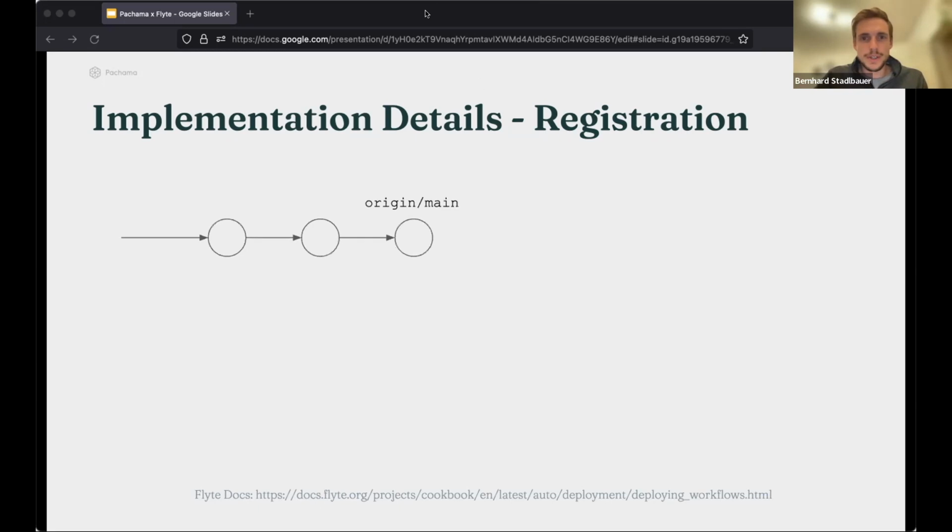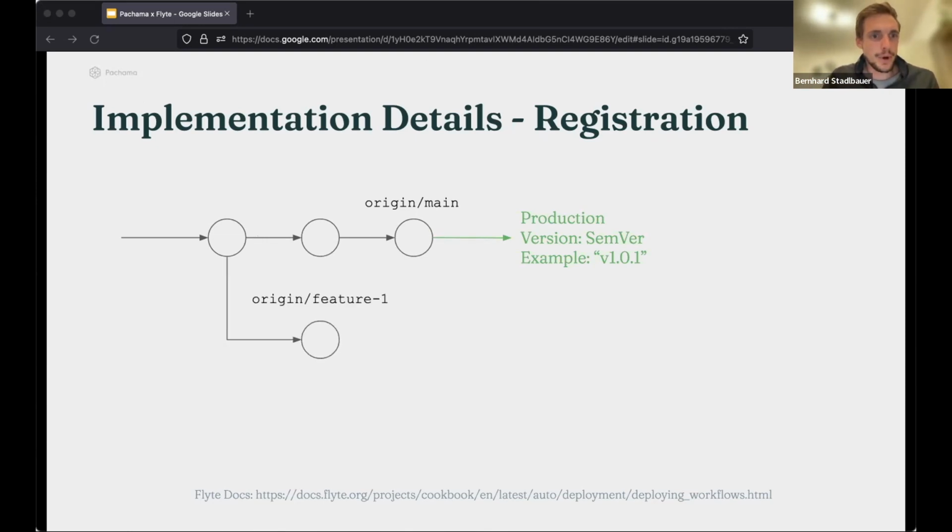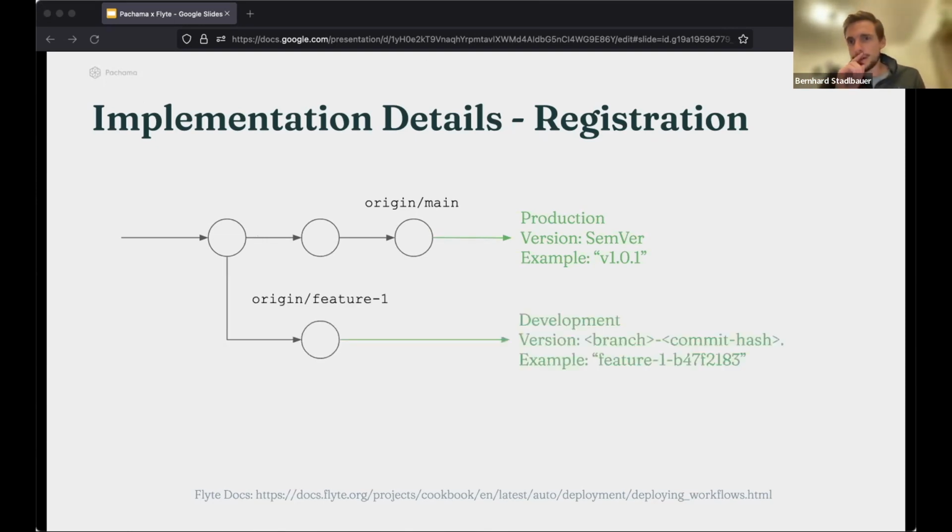So what we do is, this is a git graph, on each commit to main, we automatically register to production on CI. We use some semantic versioning for this because that's how most of our projects work. I think that's quite standard. We do testing on main, so we do continuous deployment and it goes to production. On each feature branch, we automatically deploy to development.